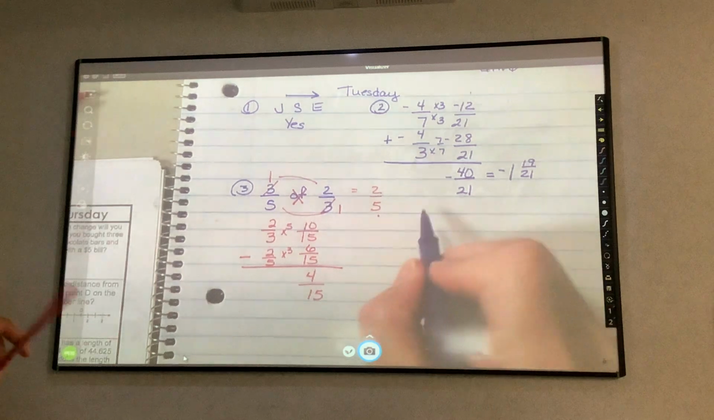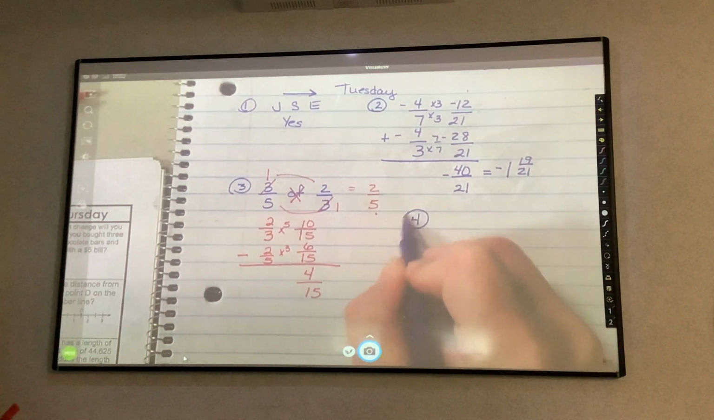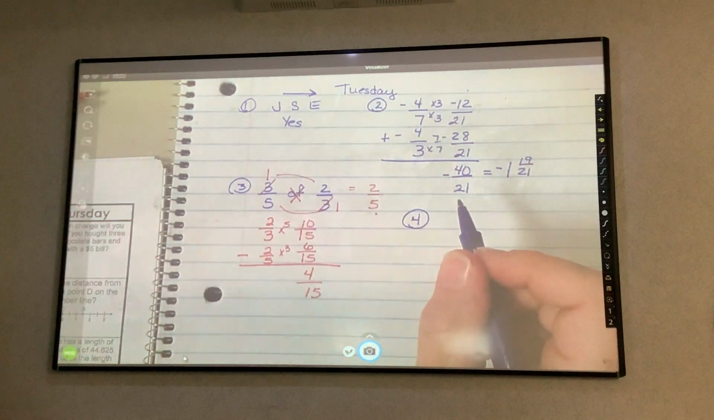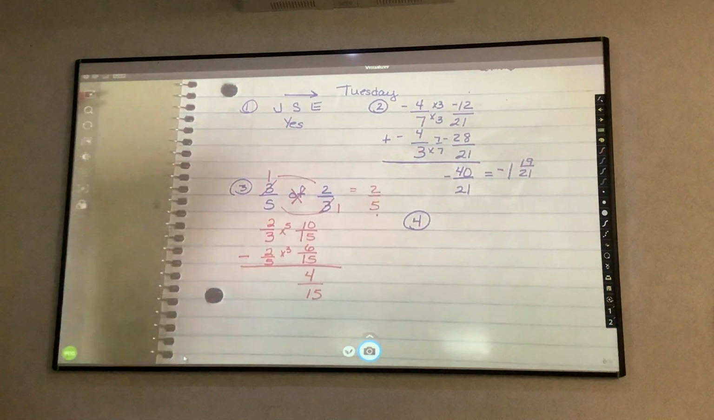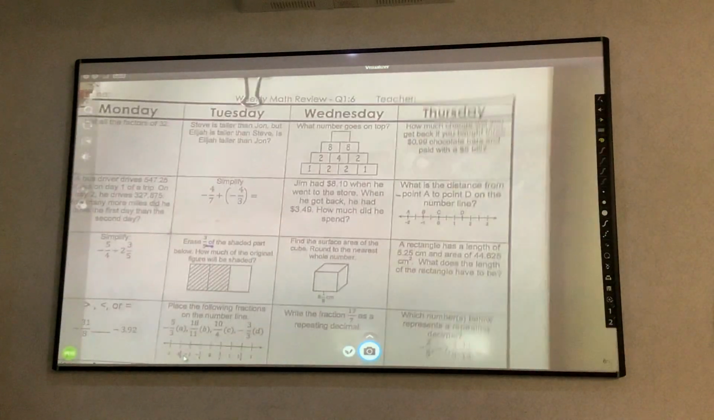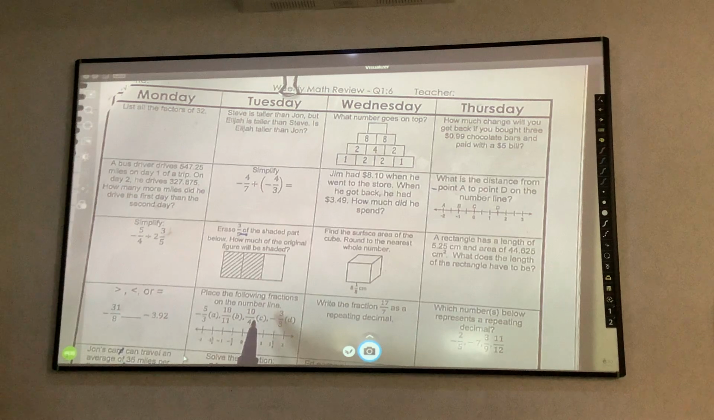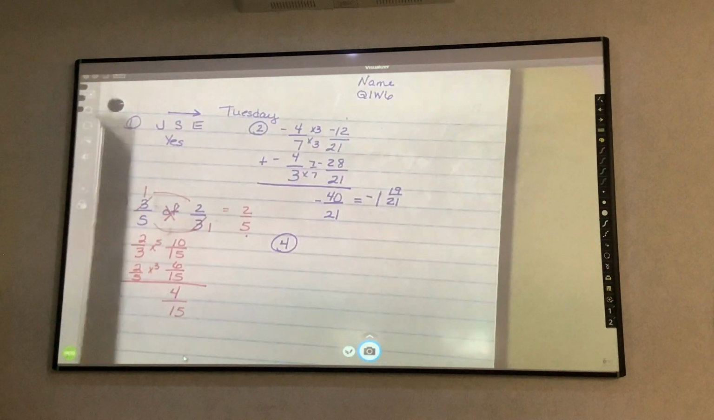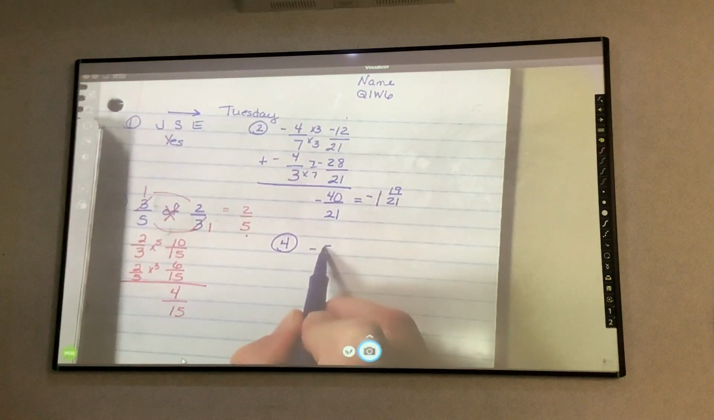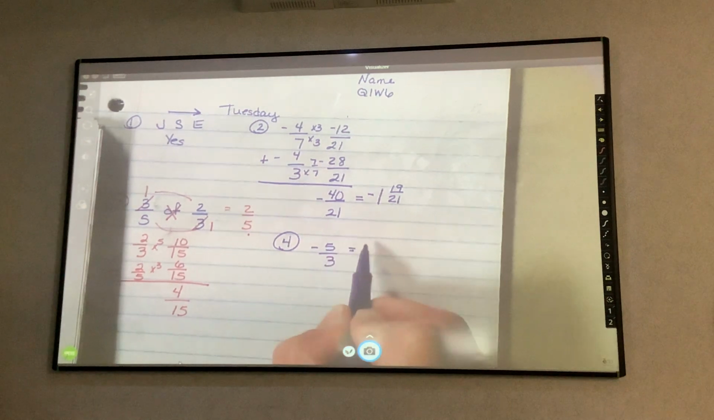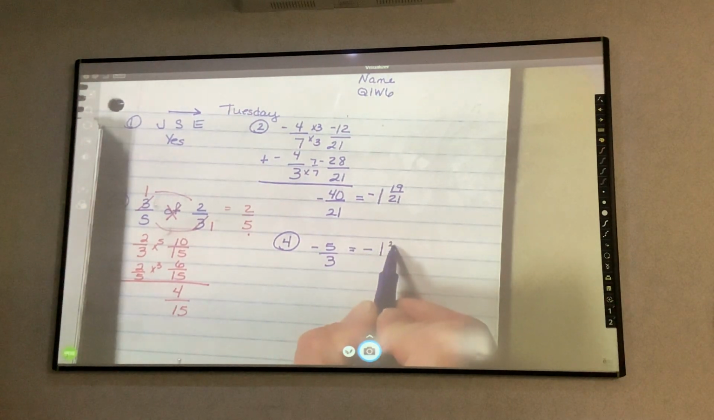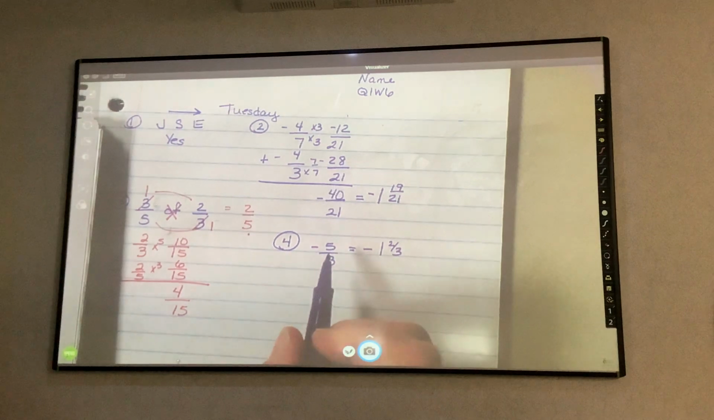Number 4. I went through and I changed all my fractions to mixed numbers. Is that what you guys did? No. What did you do? I just put them on the number line because I knew where they were. Well, you need to make sure you know exactly, like 5/3 is what? That's this number, -1 and 2/3. And this is the work I wanna see on your paper.